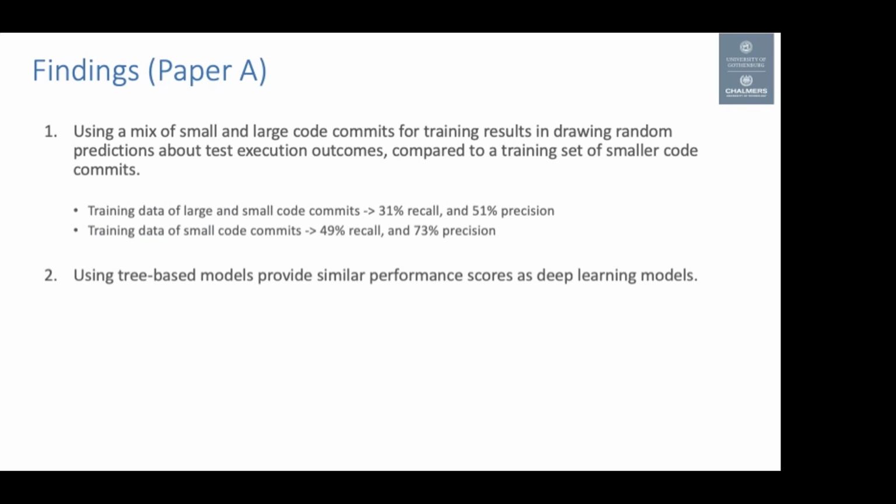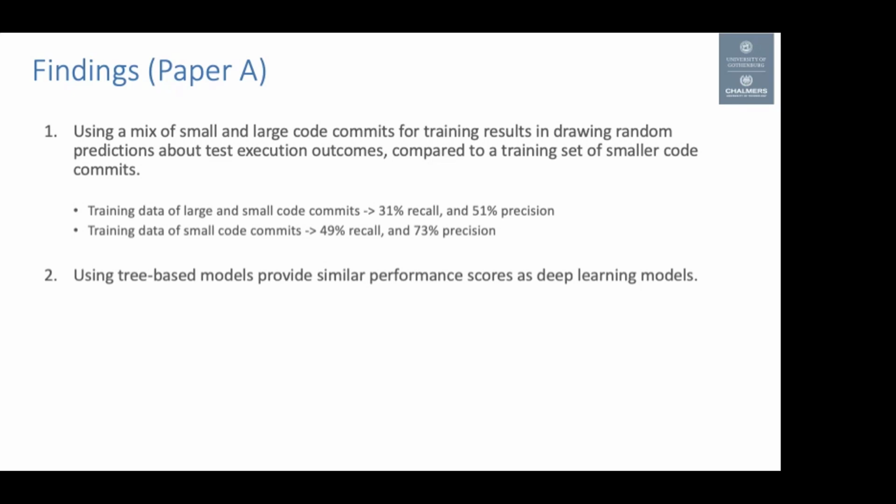And the main 2 findings that we drew from this study were that first, the size of the code changes extracted between pairs of revisions plays an important role in influencing the predictive performance of the model in MeBoTS. So when we used a mix of large and small commits for building the model, we observed some randomness in the prediction with a recall of 31% and a precision of 51%. Whereas when we used a training data set of smaller code commits, we could observe an improvement in the recall reaching 49% and an increase in precision reaching 73%.